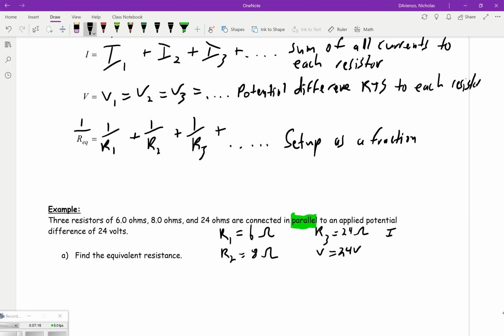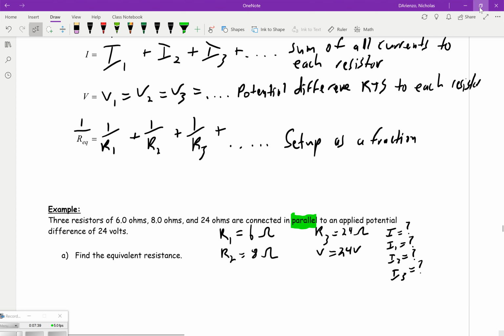We don't know our total current. We don't know the current through each resistor. Because I1, I2, and I3 are going to add up to the total current leaving that 24 volt source. So this is what we know so far.